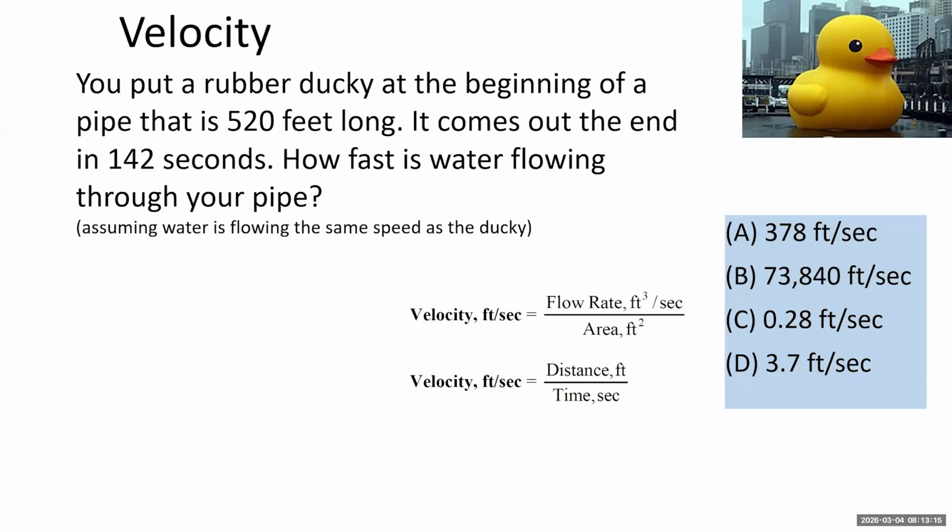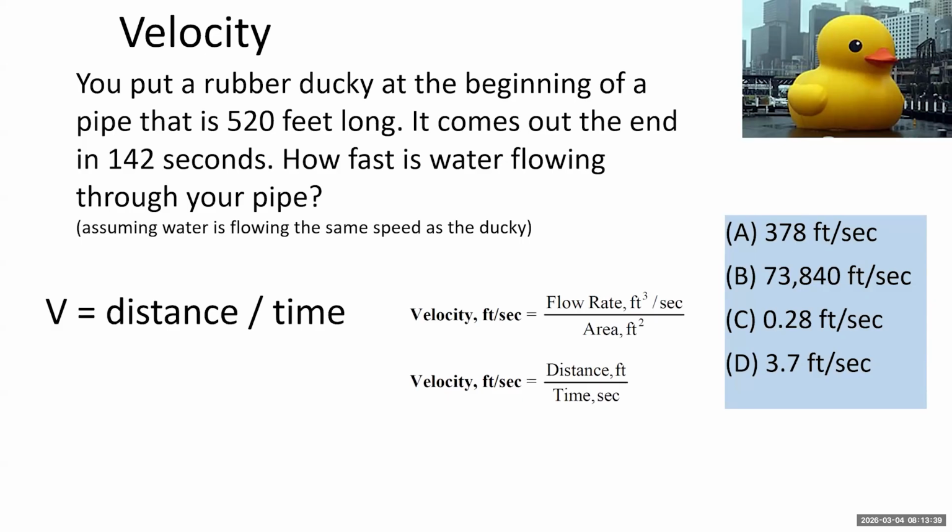So we know the velocity calculations. We can find those on our sheet, and we have these two options. Velocity is flow rate divided by area, or velocity is distance divided by time. And so if we look, we have a length and we have a time. So it looks like we're probably going to use that second equation, distance over time.